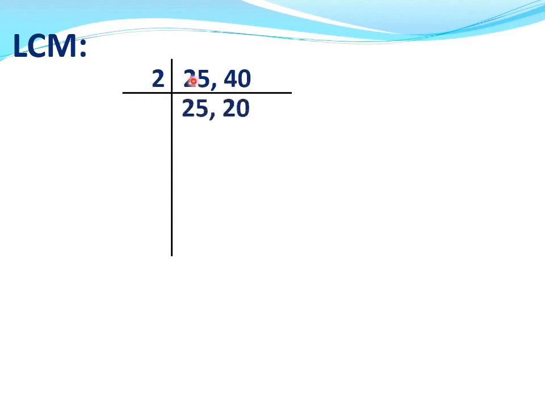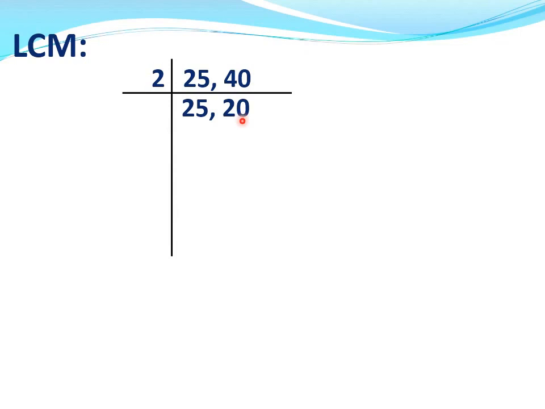Now LCM. We have to find the LCM of 25 and 40 by division method. Make lines like this. Write 25 and 40 here. Now factorize 25 and 40. See, 25 is not divisible by 2 but 40 is divisible by 2. So write here 2. 25 is not divisible by 2, so write here 25 as it is. 40 is divisible by 2. See, 2 multiply 20 equal 40. Now factorize 25 and 20.